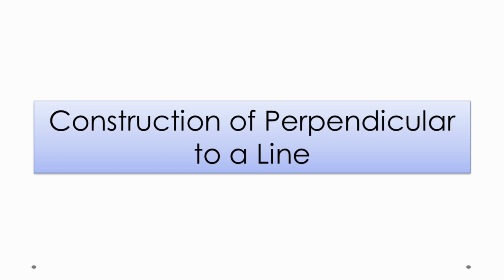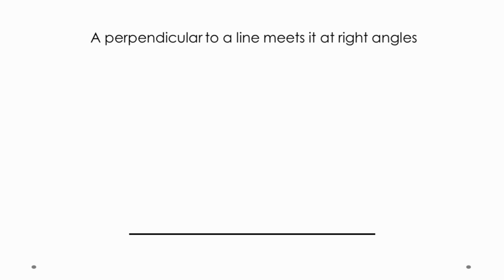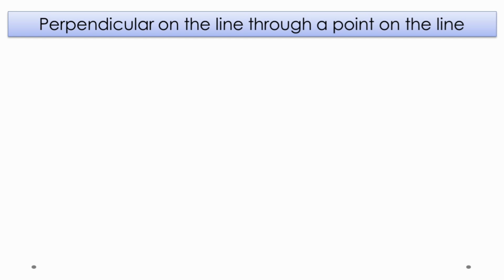Construction of perpendicular to a line. A perpendicular to a line cuts it at right angles. It can be drawn in two ways, through a point on the line or through a point outside the line. First, let's construct a perpendicular through a point on the line.